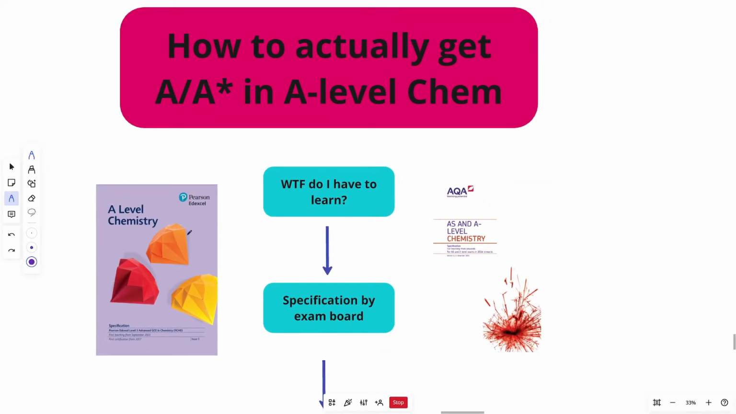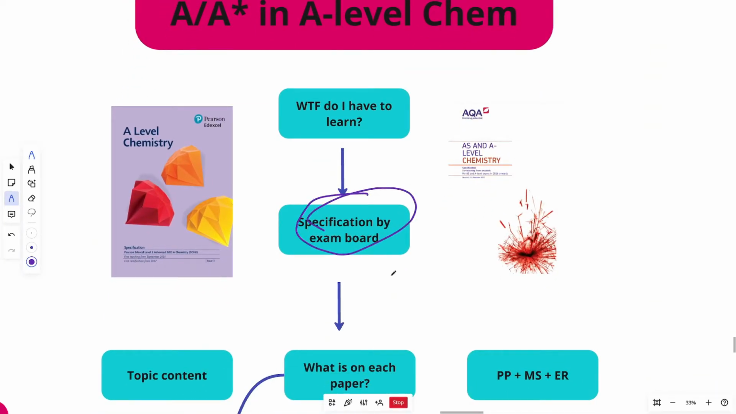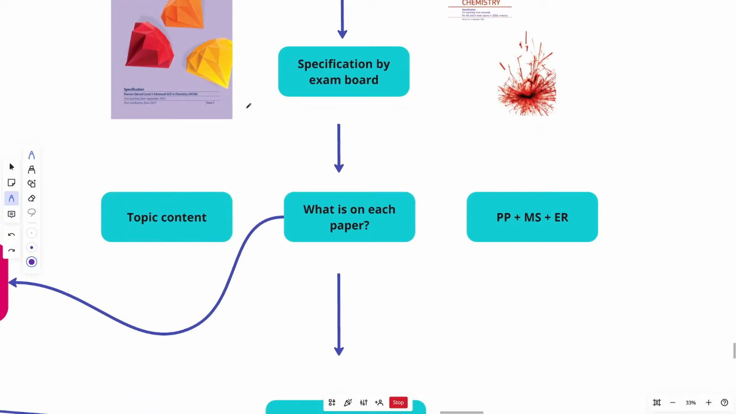This is really simple. Just go to Google, find your specification, maybe even get your textbook as well, and you can know exactly what you need to learn for each topic from your specification, okay? Do not sleep on this. Do not sleep on the spec. Go to the exam board, find the specification. That's step one, okay? What is step two?